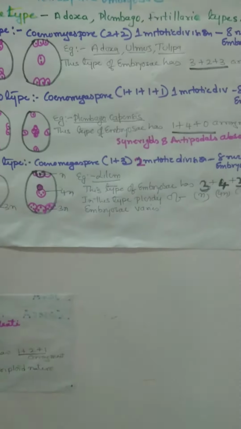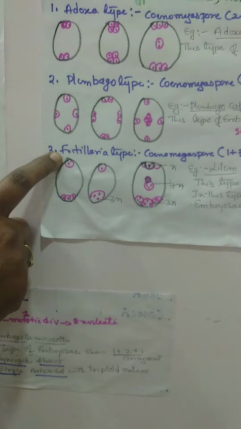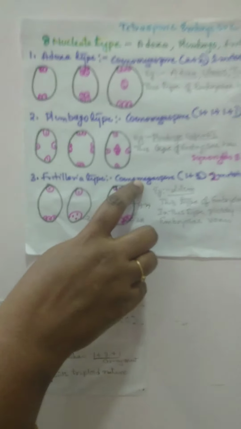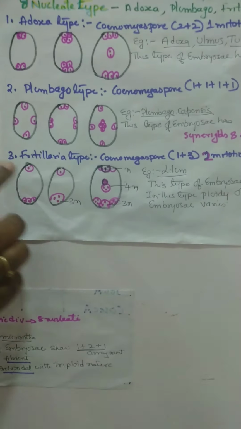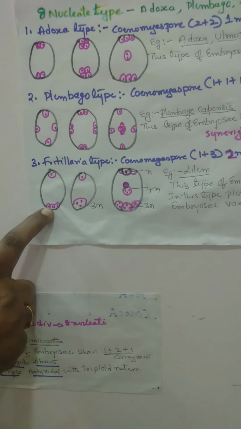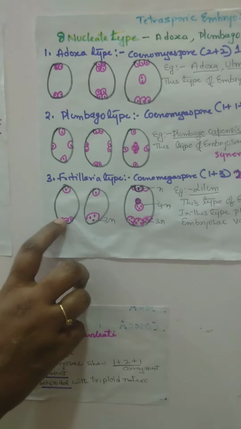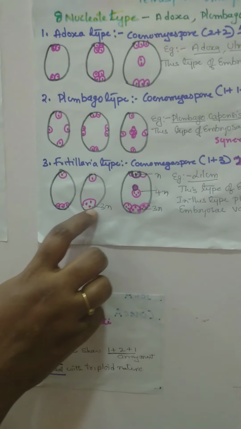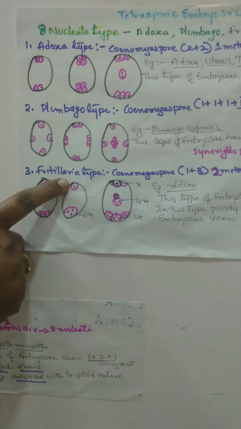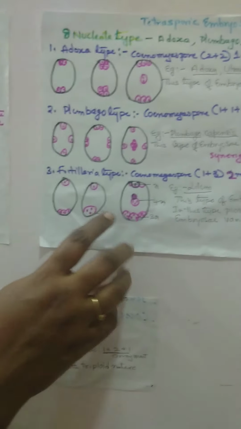Okay, now let's move on to the last type under the 8 nucleate type, that is the Fritillaria type. Now see that it is very typical compared to the other two and the rest also. See here the megaspore is arranged in 1 plus 3 condition, that is one functional megaspore on the micropylar side and 3 on the chalazal side. So what happens over here is that these 3 megaspores fuse together, all their nuclei fuse together to form one single cell, and it is triploid in nature. So the micropylar megaspore is haploid in nature, whereas the chalazal megaspore now becomes triploid in nature.